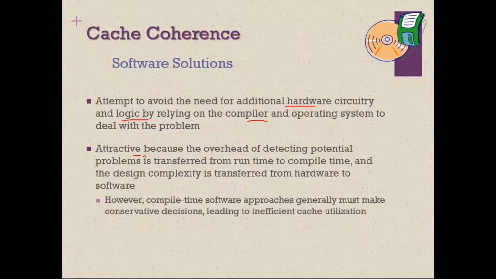Okay. The solution seems to be attractive because the overhead of detecting the cache coherence problem is transferred from runtime to compile time. Actually, it's a runtime problem because we don't know when the inconsistency is going to occur. So it is an attractive solution because here the problem is now transferred from runtime to compile time, and the design complexity at the hardware level is shifted to software. Okay. And the design complexity is transferred from hardware to software.